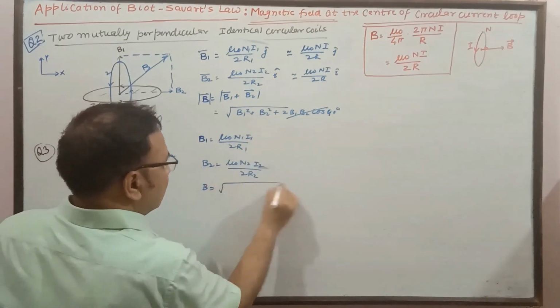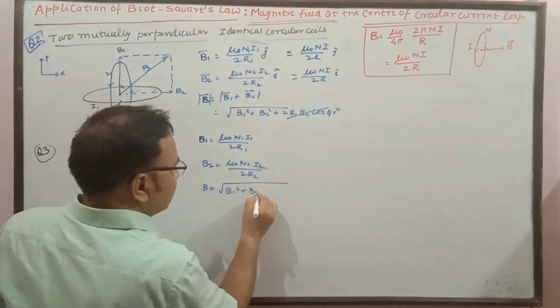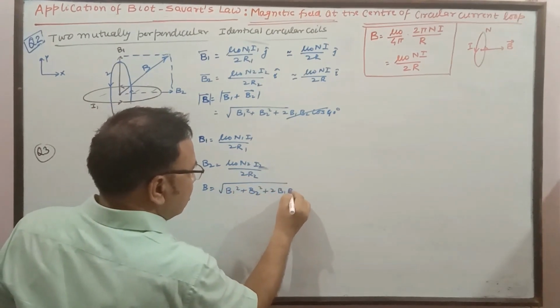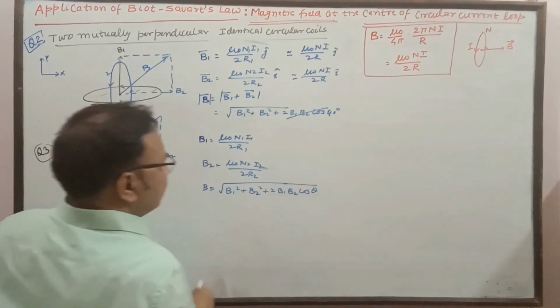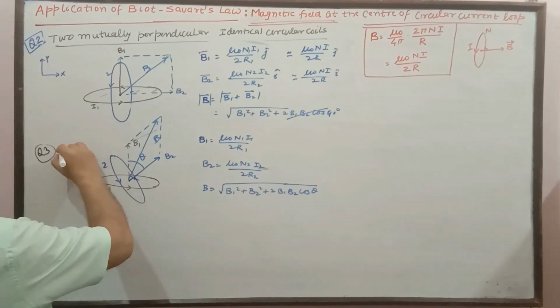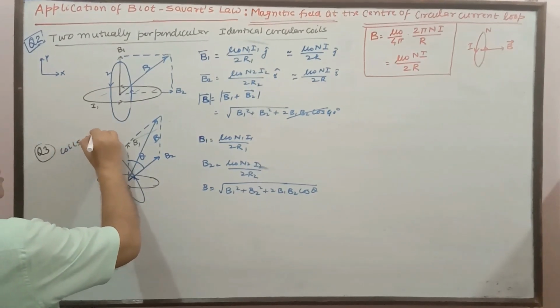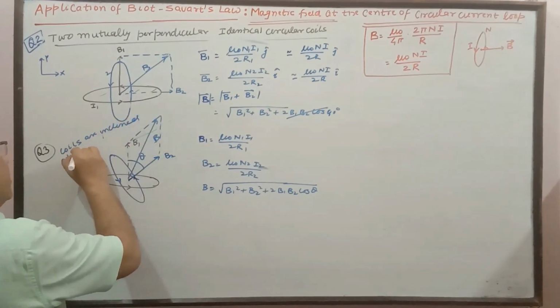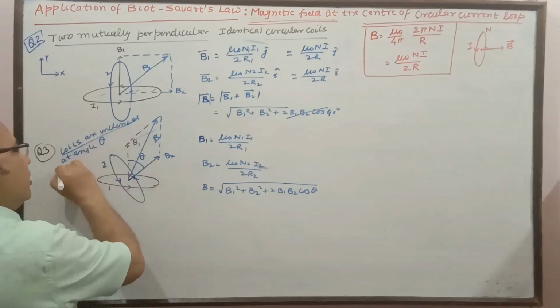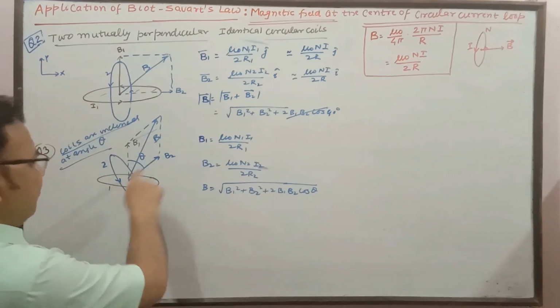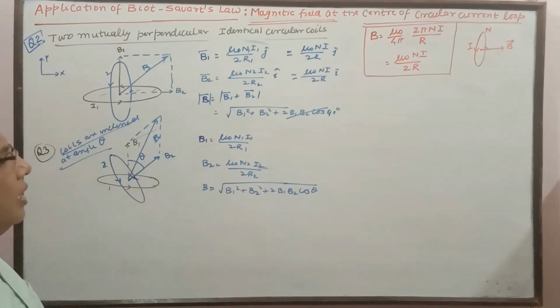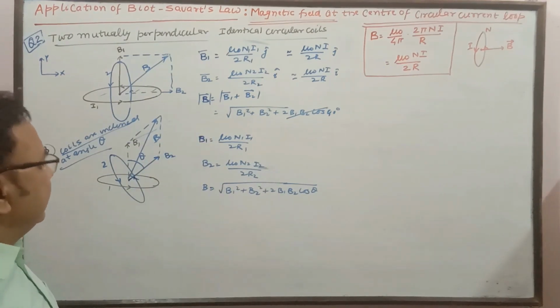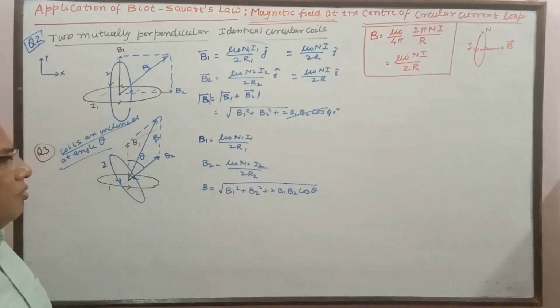B is equal to under root B1 square plus B2 square plus 2 B1 B2 cos of the angle between the two. So this formula will be utilized. Here coils are not perpendicular but inclined at an angle theta. So in this way, if they are inclined, you find out the field as per the formula you have, and we find the result as per this condition. And the direction you know from the vector law, how to find all these things, so do it at home. Data substitution is up to you.